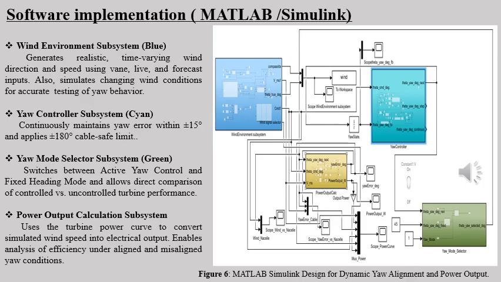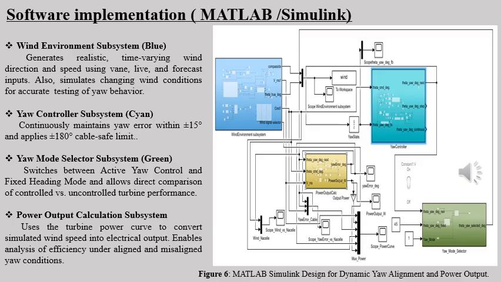This slide explains the software model built in MATLAB Simulink to test the smart yaw control system. The first part is the wind environment subsystem shown in blue. It generates realistic and changing wind direction and speed using vane, live and forecast data. It allows accurate testing of how the system reacts under different wind conditions.